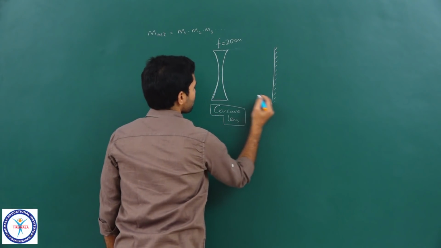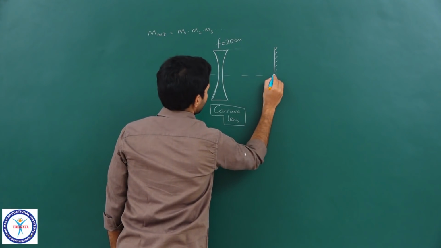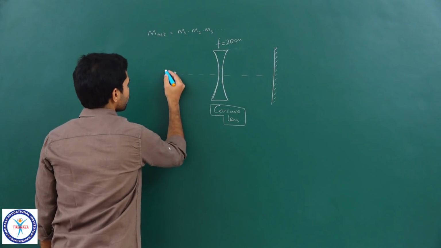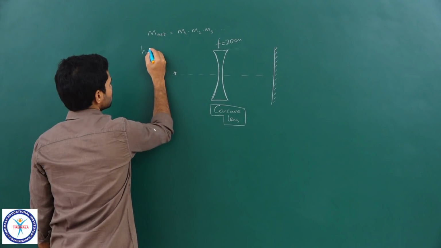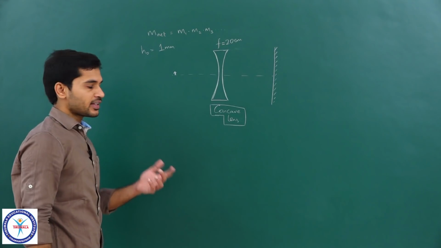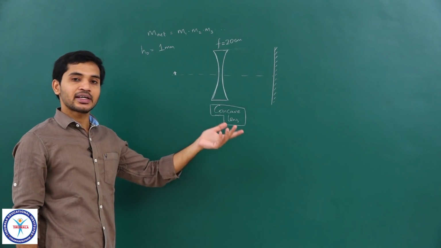So, a plane mirror, and there is an object which is placed here. Let us say it is a very small object with a height of 1 millimeter. So, height of object is equal to 1 millimeter. We need to find the height of image formed after all possible reflections and refractions.